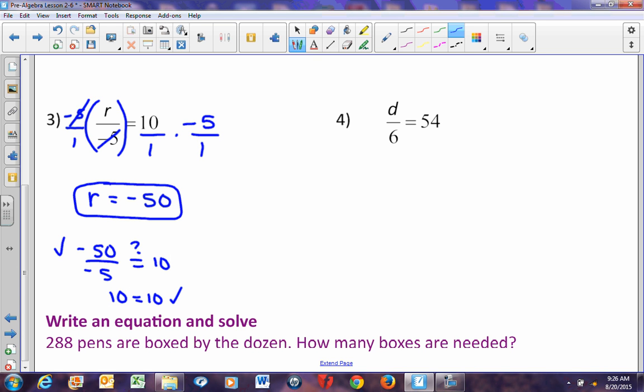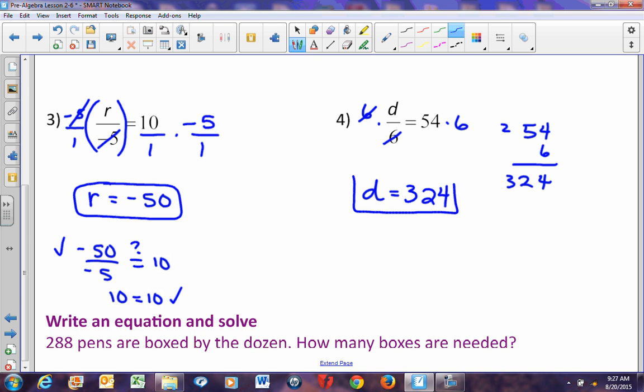Number 4. d divided by 6 equals 54. To get d by itself, I'm going to multiply by 6 because they divided by 6. And multiply both sides of the equation by 6. These two 6's on the left-hand side cancel out, leaving you with d. And 54 times 6 is 324. And there you have multiplying and dividing.